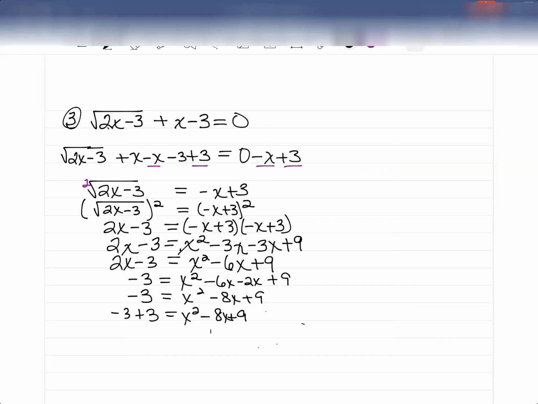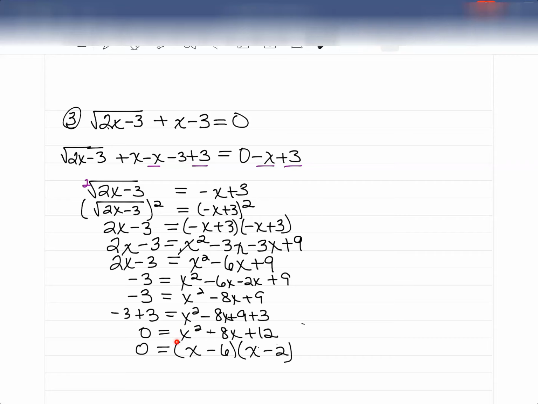Nine plus 3 will give me 12. So I have 0 equals x squared minus 8x plus 12. Now I need to try to factor that. That will factor to x minus 6 times x minus 2.